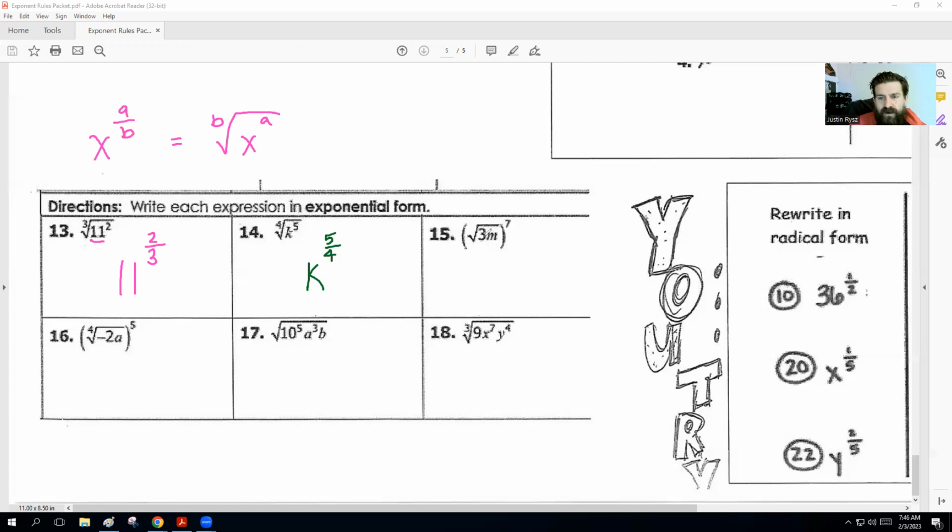All righty. Next one. Now remember here we have a square root here. Now, so we could also write this as the bth root of x to the a power.